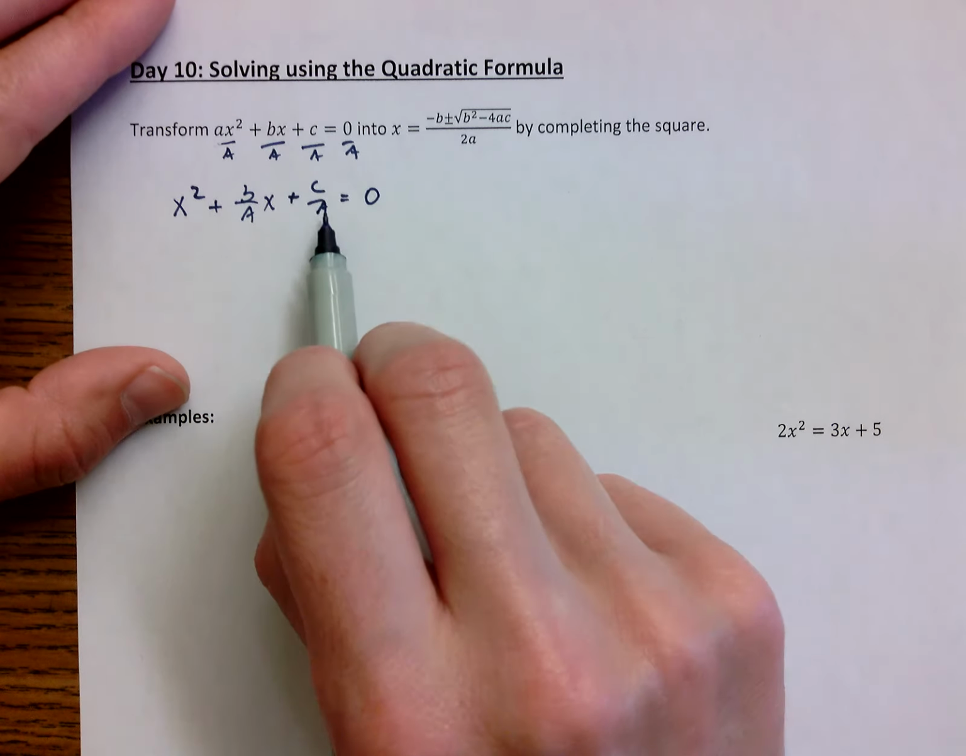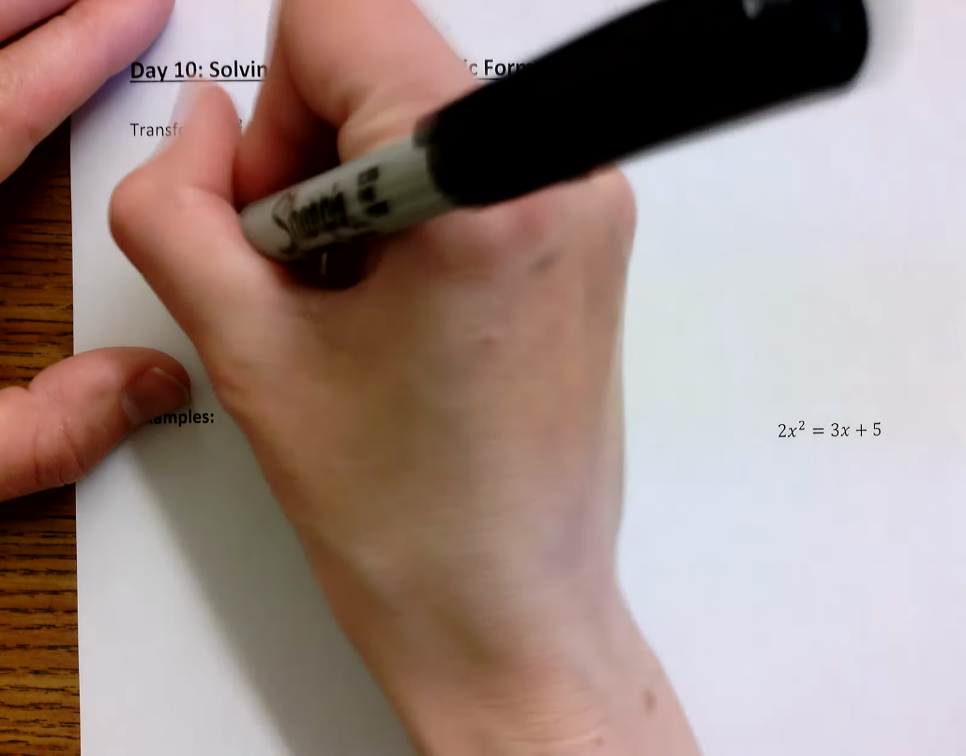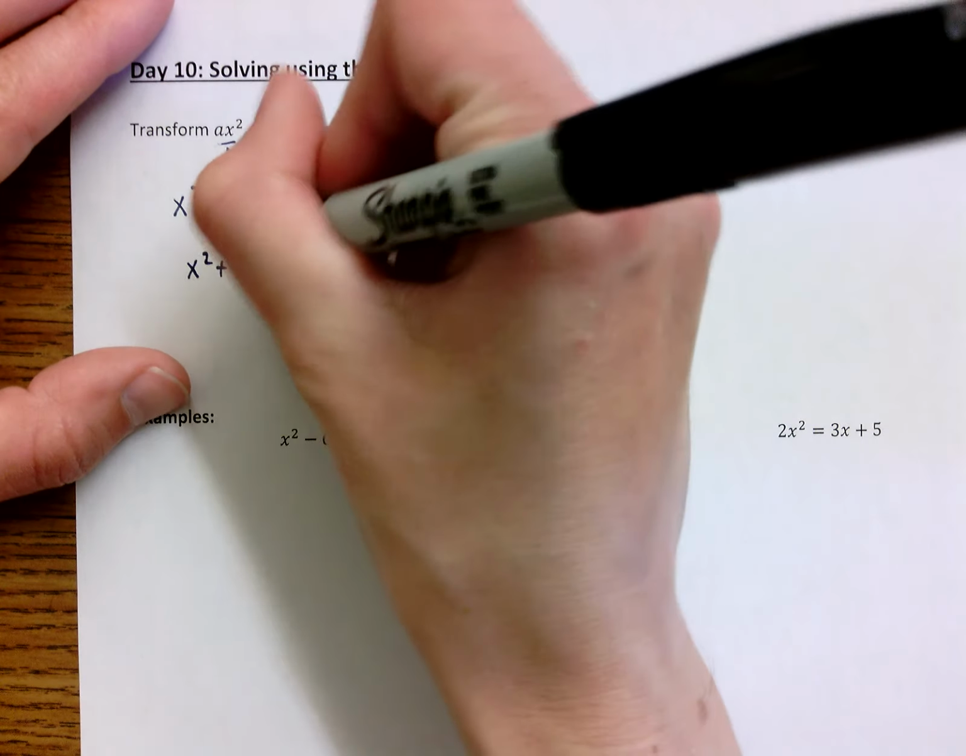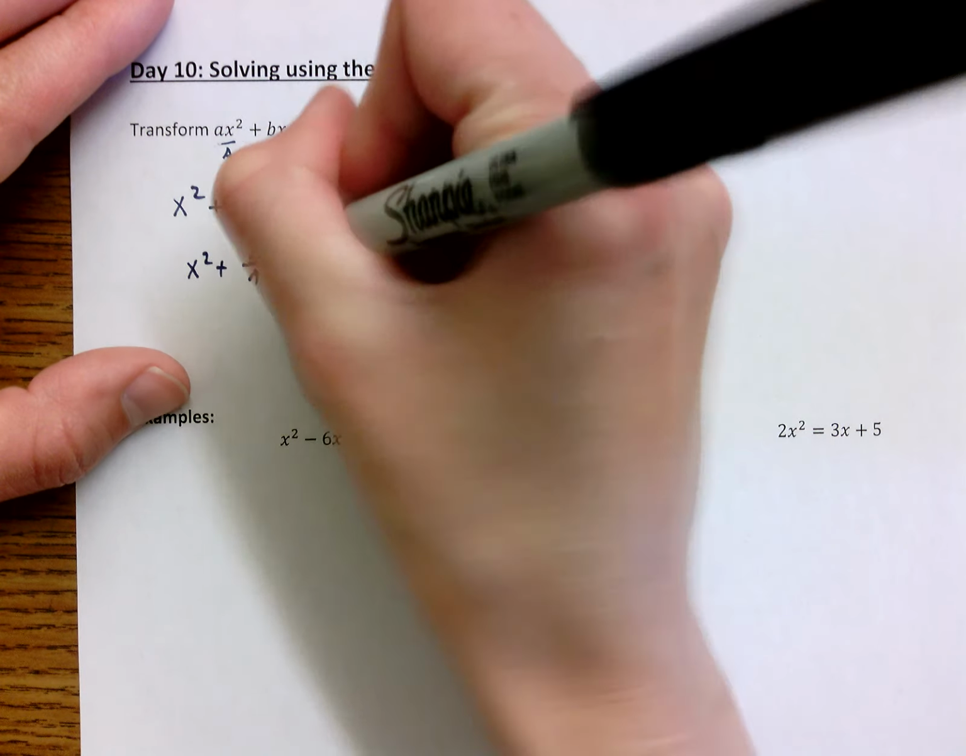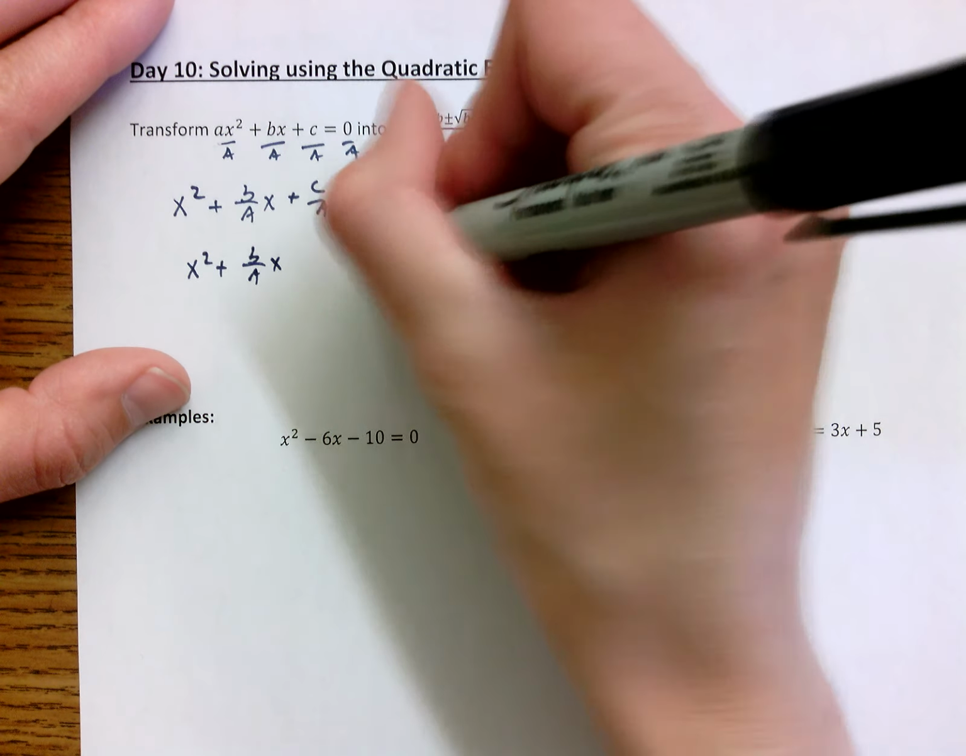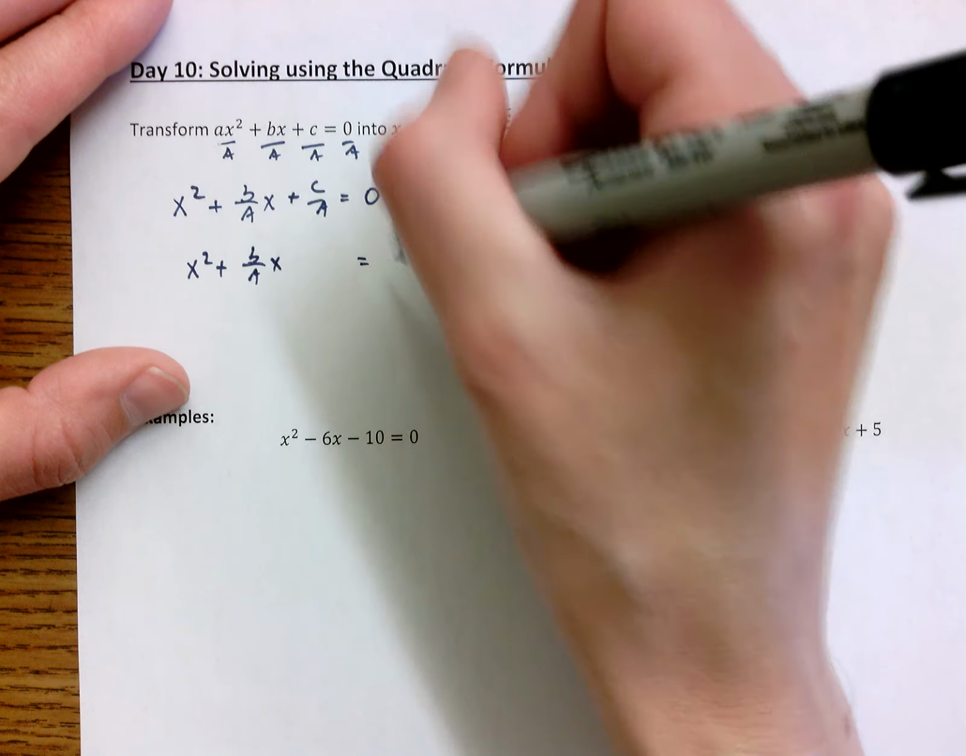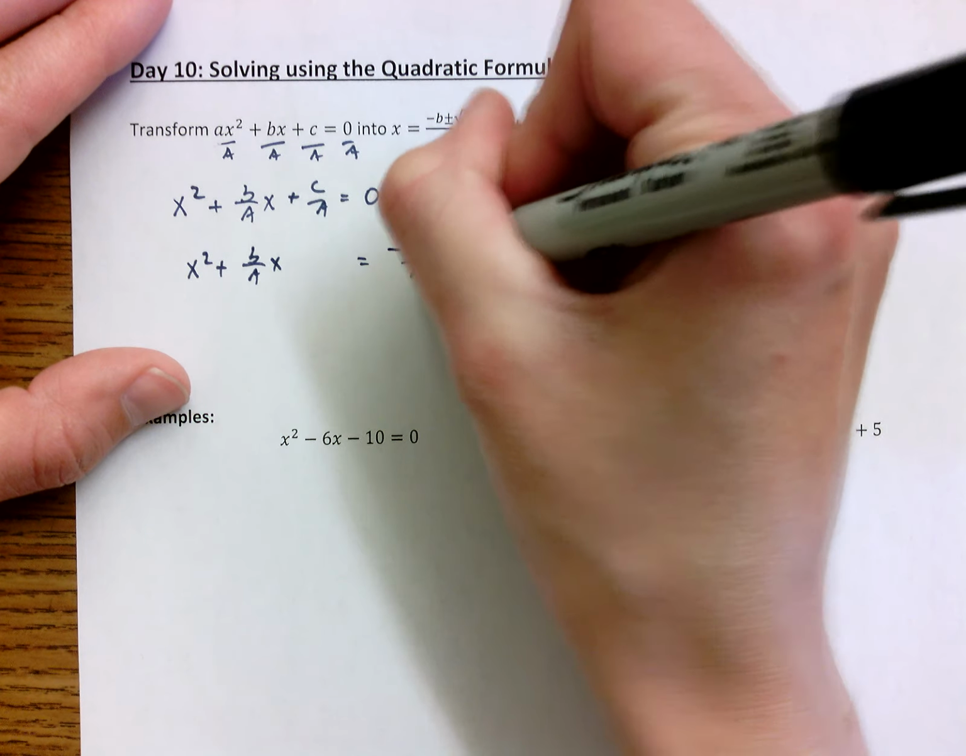Okay, great. Now I'm going to move this guy to the other side because we always get rid of our c term. So I'm going to have x squared plus b over a x. And then I'm going to leave that little gap. And when I subtract that from both sides, it'll be negative c over a, right?